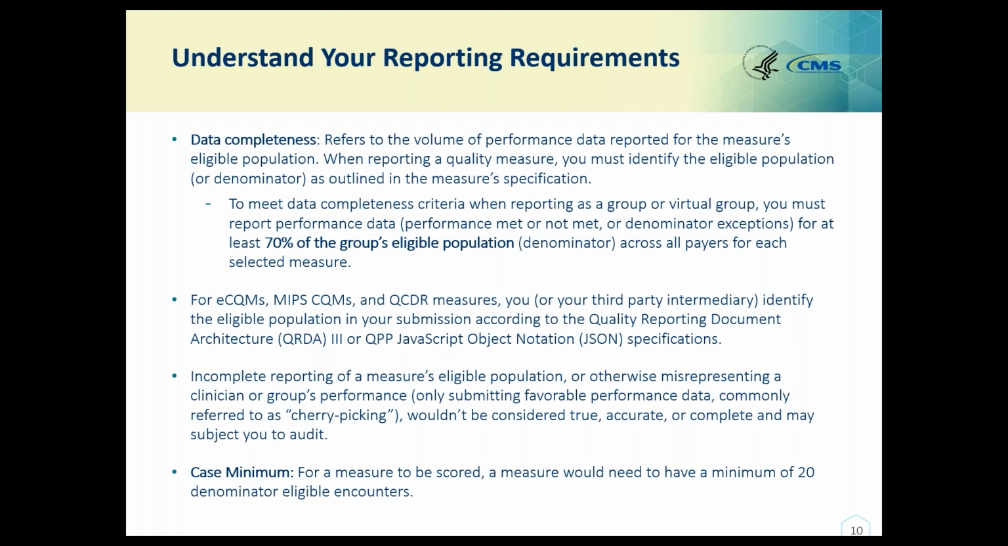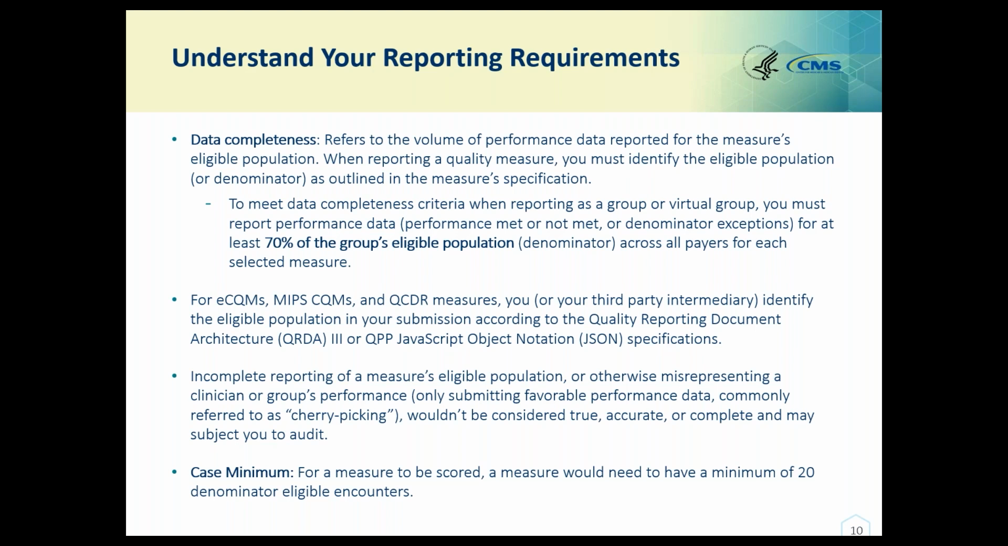For eCQMs, MIPS CQMs, and QCDR measures, you, or a third-party intermediary, identify the eligible population in your submission according to the Quality Reporting Document Architecture, or QRDA III, or the QPP JavaScript Object Notation specifications. Incomplete reporting of a measure's eligible population or otherwise misrepresenting a clinician or group's performance, let's say only submitting favorable performance data, commonly referred to as cherry picking, wouldn't be considered true, accurate, or complete, and may be subject to an audit. Now I'm going to discuss case minimum.